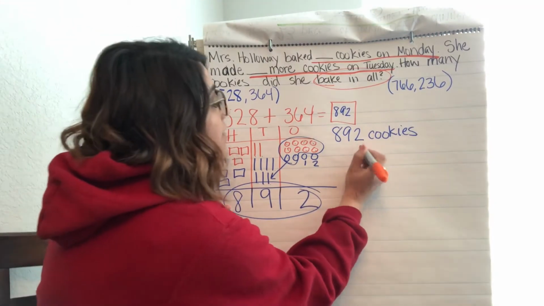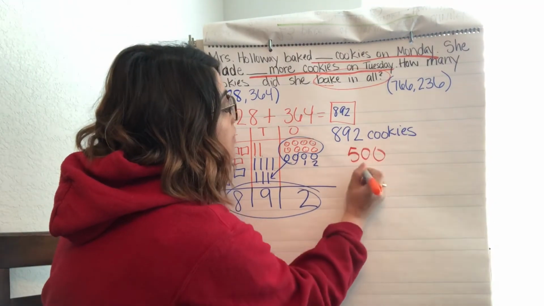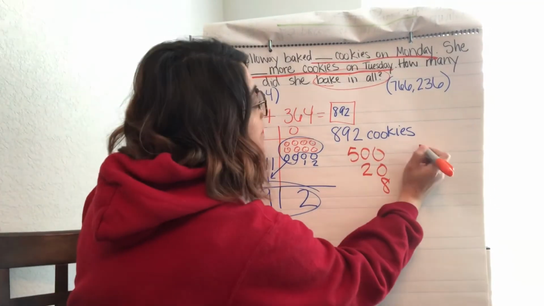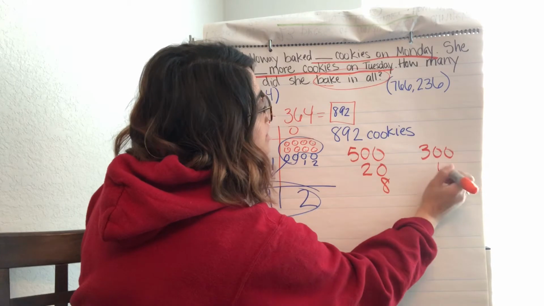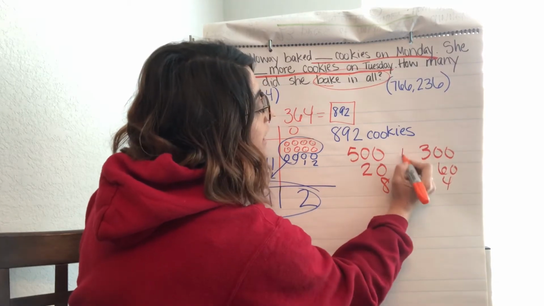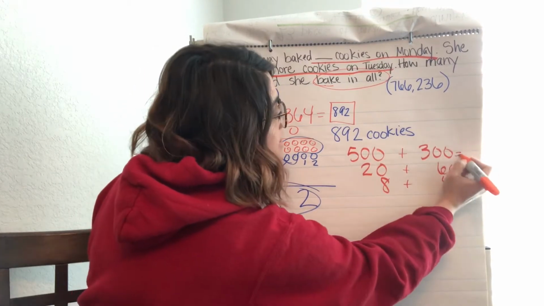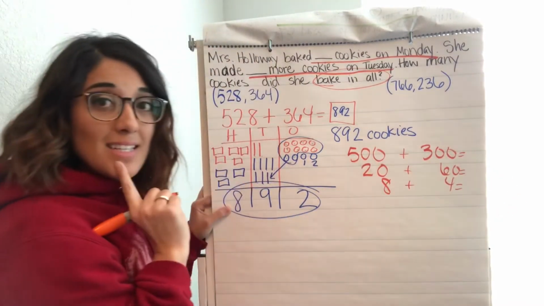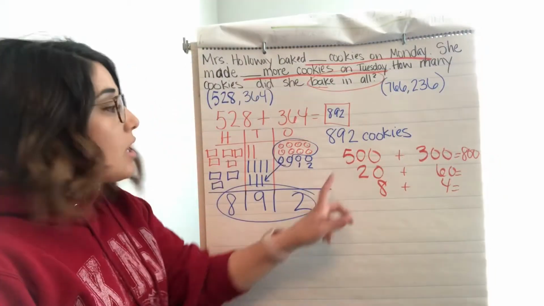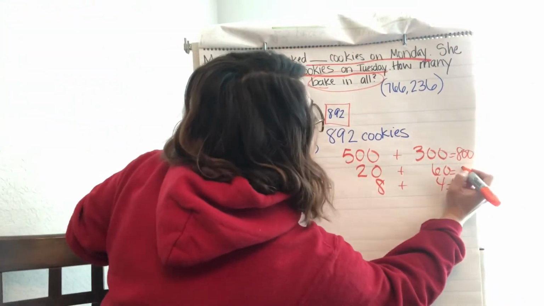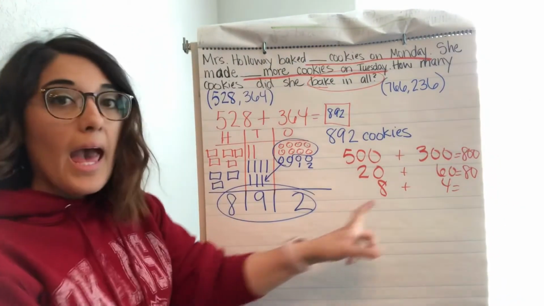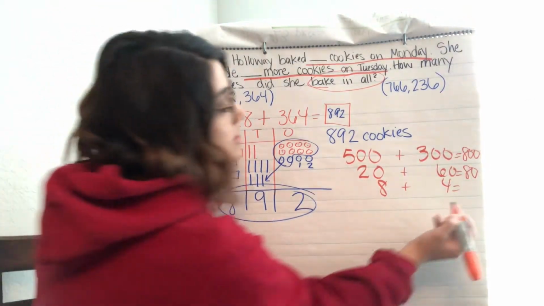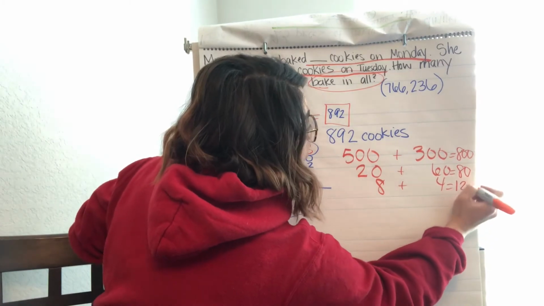So I'm gonna make 528 be 500 plus 20 plus 8 plus 300 plus 60 plus 4. And I'm gonna add each set together. So 500 plus 300 equals 800. So I have 20 plus 60 equals 80. And then I have 8 plus 4, and 8 plus 4 equals, that's right, 12.